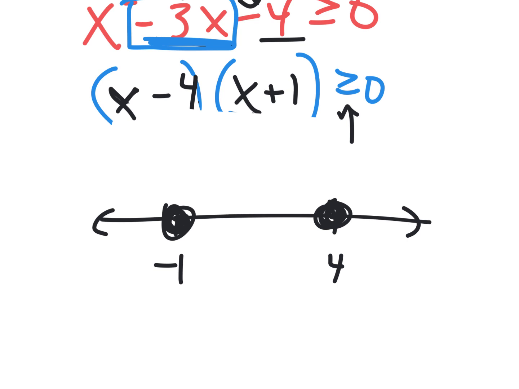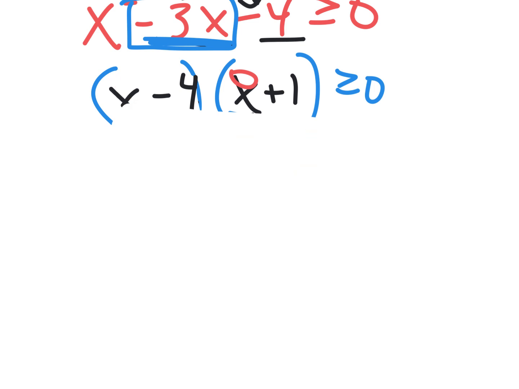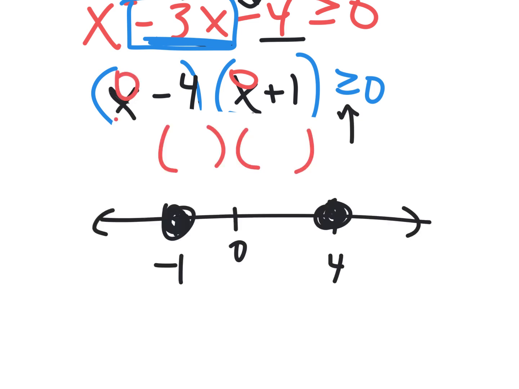Tully, how do I test a spot? Pick a number. Okay, I like 0. Now what? Plug it in for x. 0 goes here, 0 goes here. What do I get here and here? You can do it, Tully. 0 minus 4? Negative 4 and 1. Negative 4 and 1. And now when you put those together, what is negative 4 times 1? Negative 4. Is that bigger than or equal to 0?